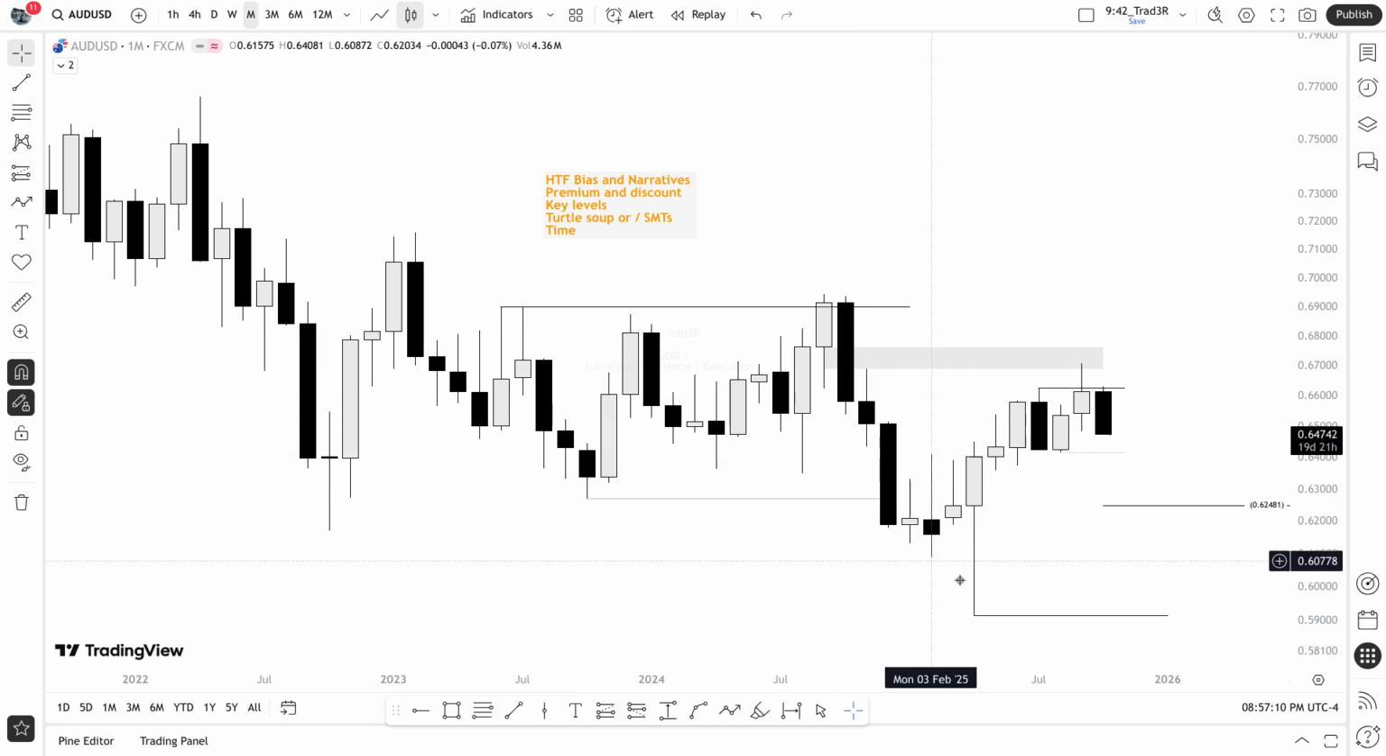After they took them out, they left a pocket on the way down, and also they left important levels from this high to this low.